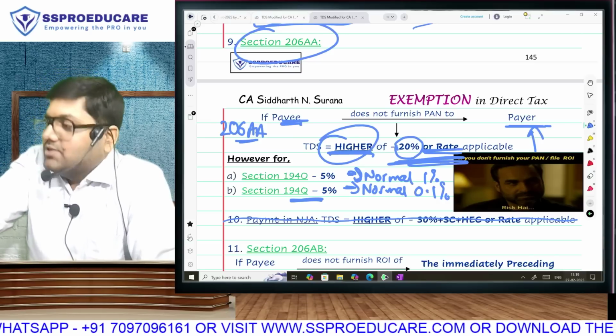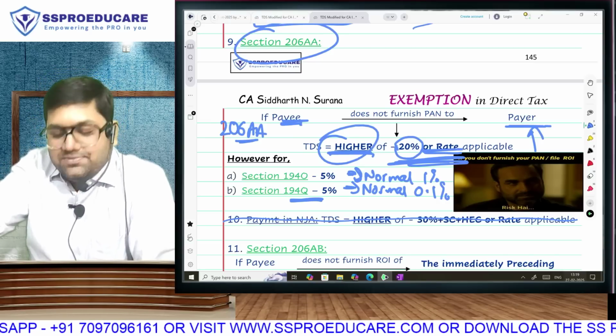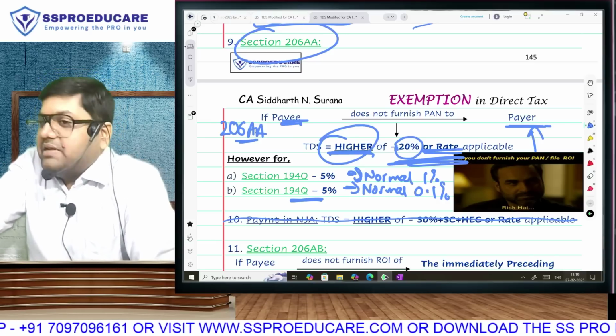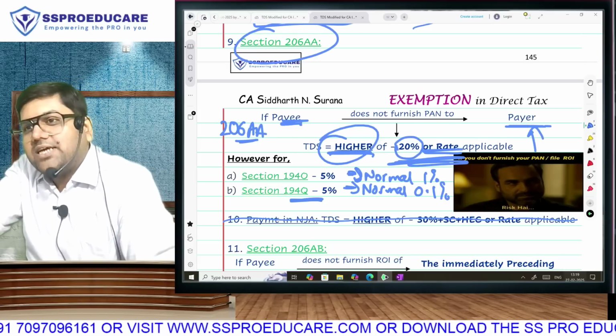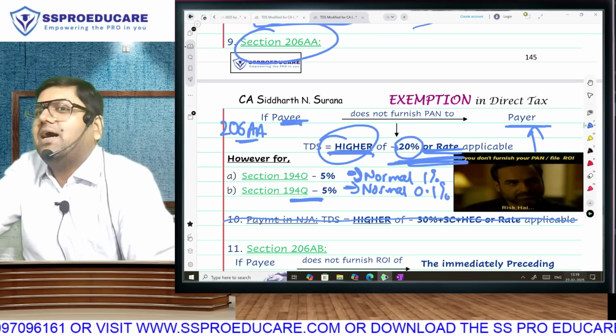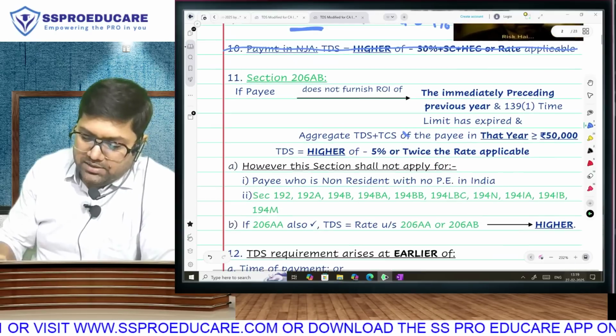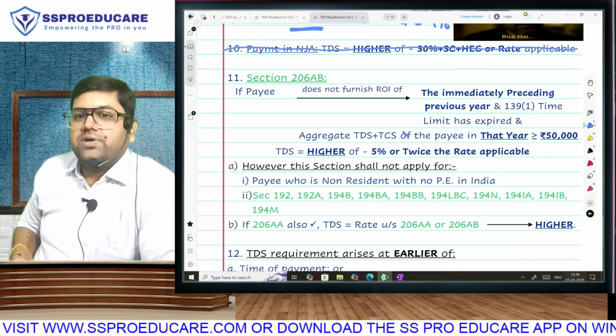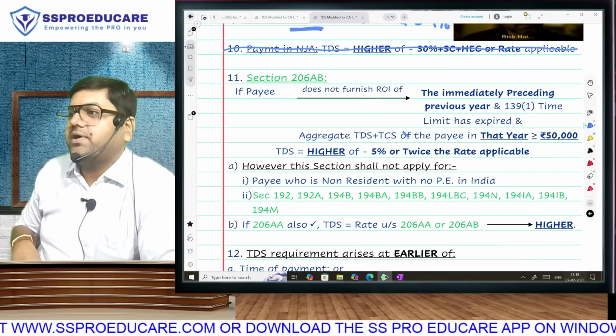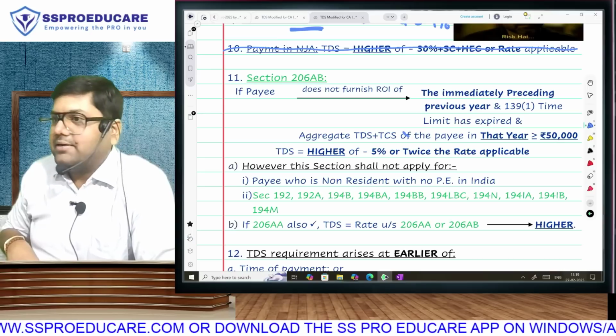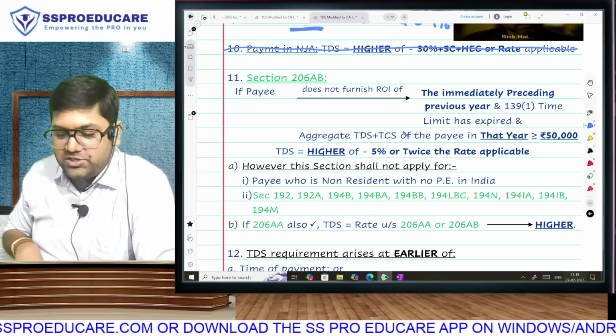Okay. So ladies and gentlemen, listen. We will be learning all these sections, but as I told you, your focus should be on the important ones because maximum questions come from them. Till now we gave the payee only one duty. What was the only duty given to the payee so far? Furnish your PAN. The main duty of the payee is to furnish your PAN.